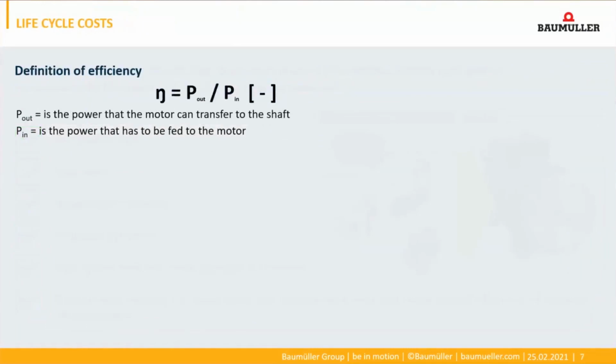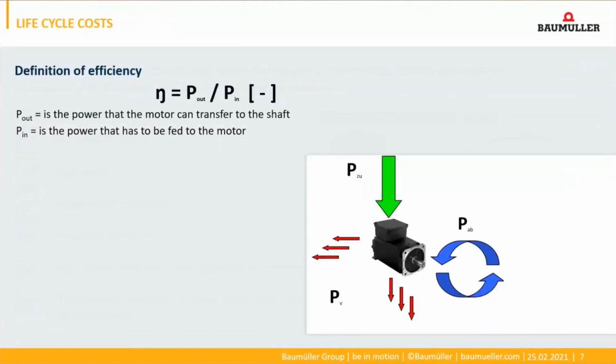The degree of efficiency results from dividing the output power by the input power. Here is an illustration of a motor. Simply put, we add electrical power to the motor and get mechanical power in the form of a rotating shaft. However, you can see in the red arrows that an electrical motor doesn't have 100% efficiency because there are also losses. We have current losses, iron losses, and additional losses.